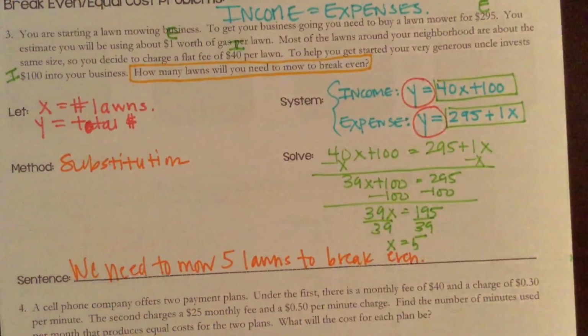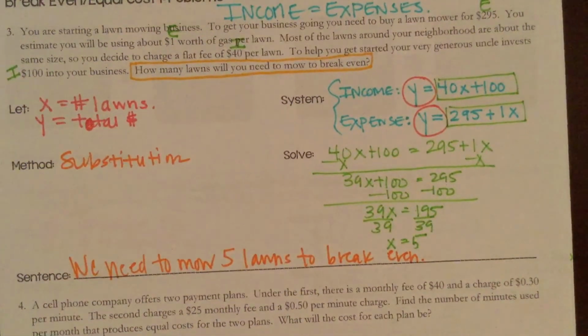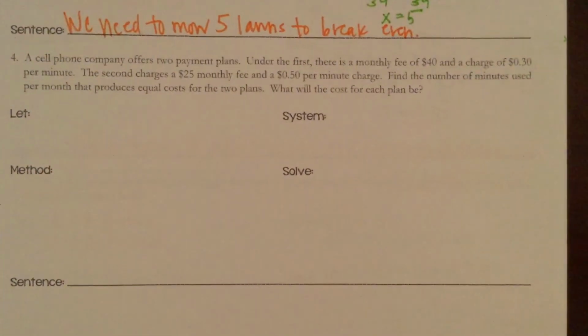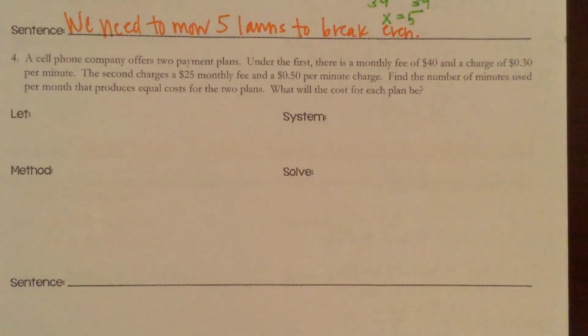Okay. All right, final example. A cell phone company offers 2 payment plans. Under the first, there is a monthly fee of $40 and a charge of 30 cents per minute. The second charges a $25 monthly fee and a 50-cent per minute charge. We want to find the number of minutes used per month that will produce an equal cost for the 2 plans. So instead of saying breaking even here, we want the cost of the 2 plans to be the same.